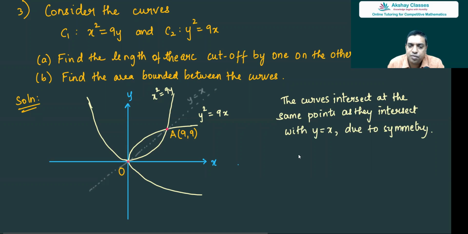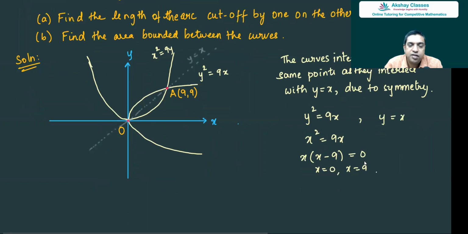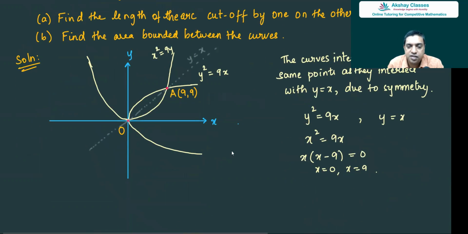This is the easiest way to solve. So basically, y square is equal to 9x, substitute y equal to x. So you get x square is equal to 9x. So x into x minus 9 is 0. So x equal to 0 is one point, x equal to 9 is another point. When you substitute x equal to 9, then y square is 9 into 9, y is 9. So 9 comma 9 will be the point. This is the easiest. Otherwise, what we need to do is solve these two equations.